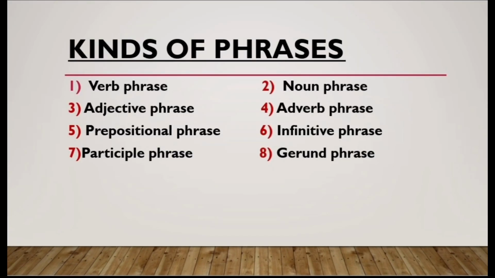The list of the kinds of phrases that will be covered under this playlist: verb phrase, noun phrase, adjective phrase, adverb phrase, prepositional phrase, infinitive phrase, participle phrase, and the last is gerund phrase. So we'll cover all these 8 kinds of phrases under this playlist, and I'll give you a very deep and interesting explanation of all the kinds of phrases.